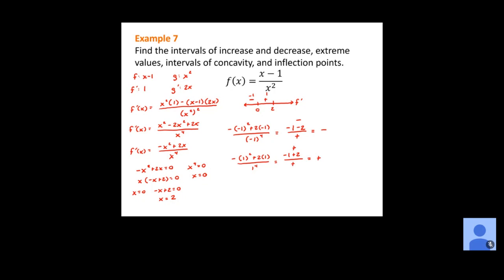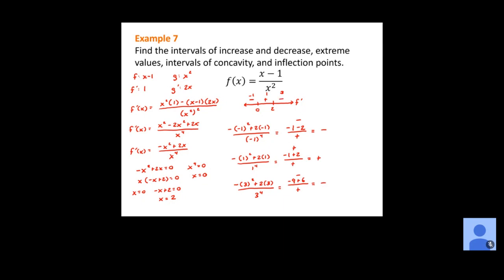And then our last interval here, for sake of time, I'm just going to say we're going to go with 3. Again, substitute that in. So we have -3 squared plus 2 times 3 all over 3 to the fourth. In this case, that's going to give us a -9 plus 6 in the numerator. So is that going to be positive or negative this time? That's going to be a negative. Good. 3 to the fourth is definitely positive. So overall, this one's going to be what? That's going to be a negative.